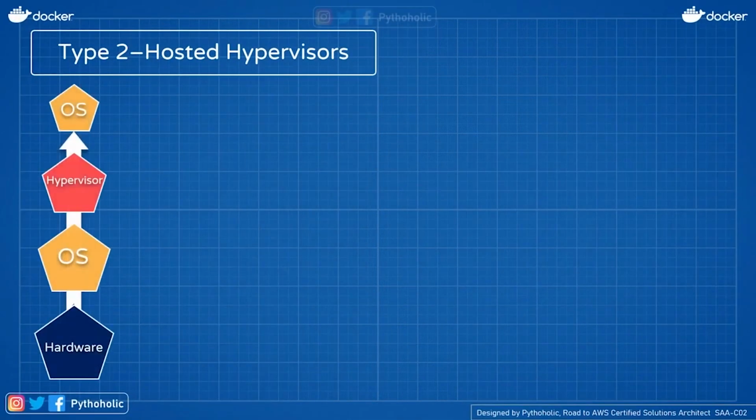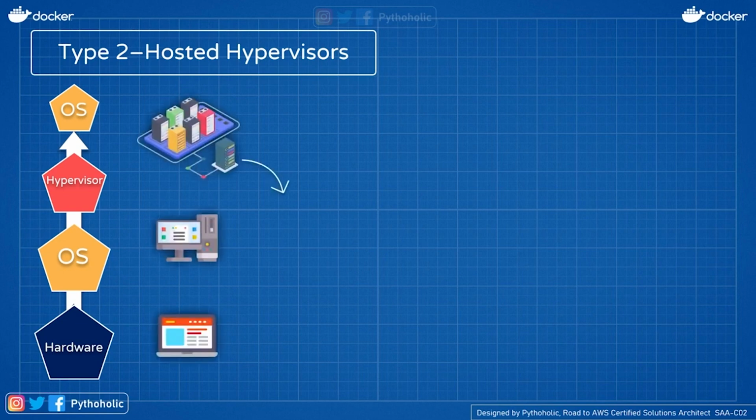Now let's come back to the type 2 hypervisor, also called the hosted hypervisor, that runs on a conventional general operating system, just like a software application. So you have the hardware on top of which you install the operating system, that is your host operating system, and you install the hypervisor as an application on your host operating system, which will help you run multiple operating systems as a part of your VM creation list.